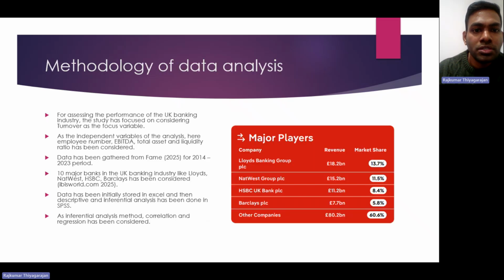The next topic is methodology of data analysis. The study examines the UK banking sector performance by analysing turnover as the key dependent variable. Independent variables include employee numbers, EBITDA, total assets, and liquidity ratios. Data has been sourced from 2025 for the period of 2014 to 2023.